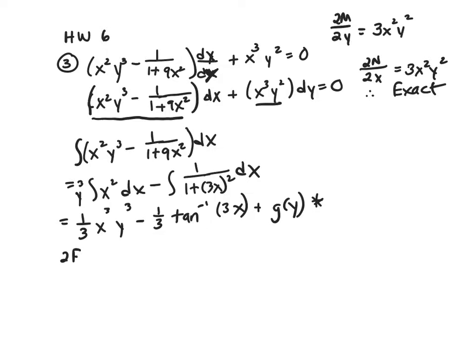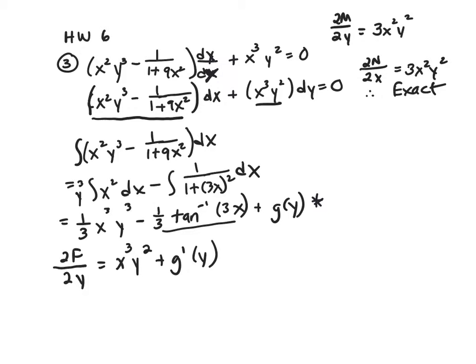So now we take the partial of f. Remember that line with the star on it is called f. Partial f, partial y. So that's going to give me, the 3's will cancel. That's going to give me x cubed y squared. And this is just a constant, so that'll be 0 plus g prime of y.